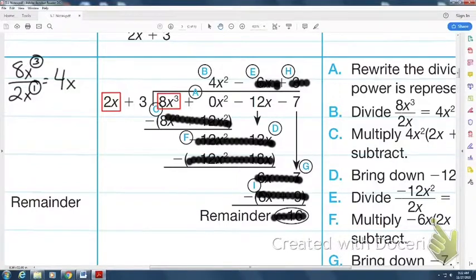So I divided. After we divided, what did we do? Multiplied. So I've got to take that 4x squared and I'm really distributing it to my divisor, to the 2x and to the 3. So 4x squared times 2x gives me 8x cubed. That number and this number will always be the same if you're doing it correctly.